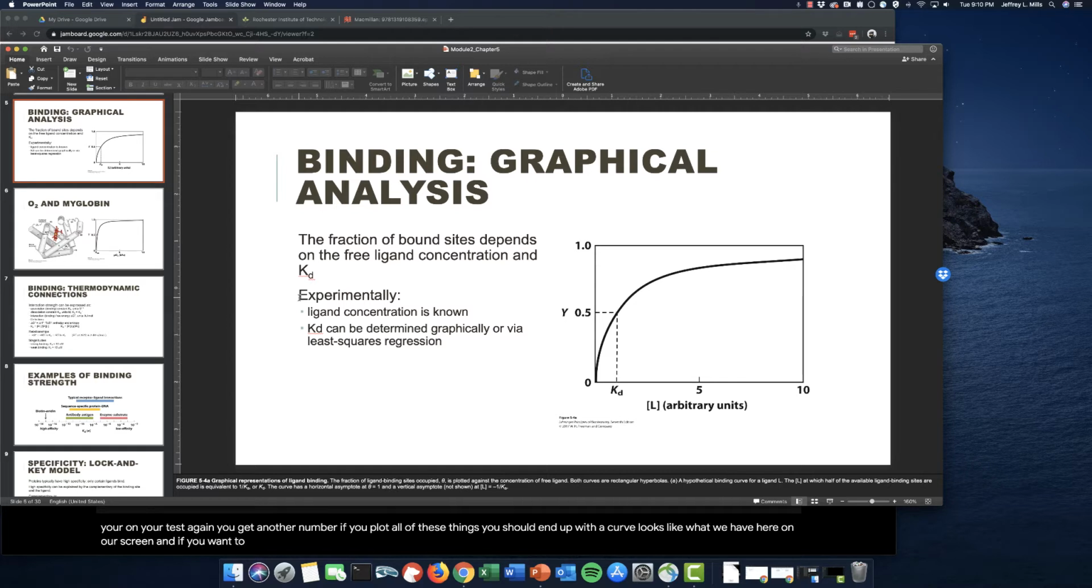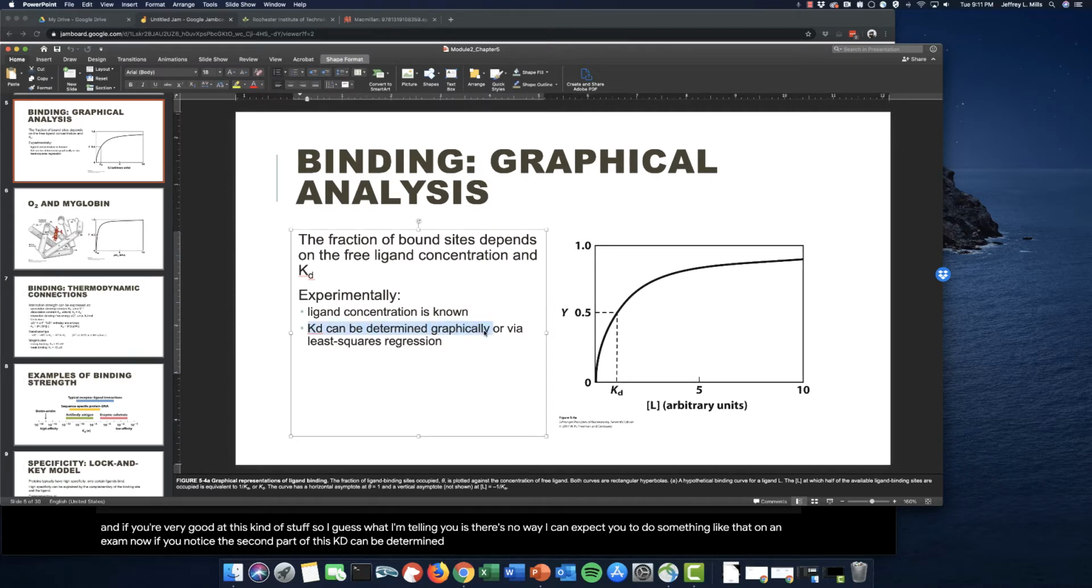And if you want to be really accurate and get good numbers and meaningful data, you have to do what's called a linear regression or a nonlinear regression or a least squares regression. These are computationally intensive. They are easy to do if you have the right software and if you're very good at this kind of stuff. So I guess what I'm telling you is there's no way I can expect you to do something like that on an exam. Now, if you notice the second part of this, KD can be determined graphically.